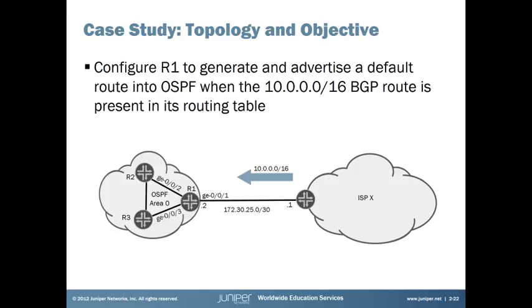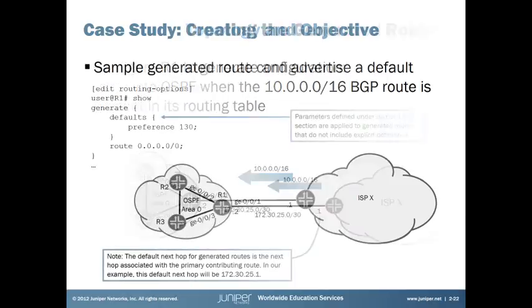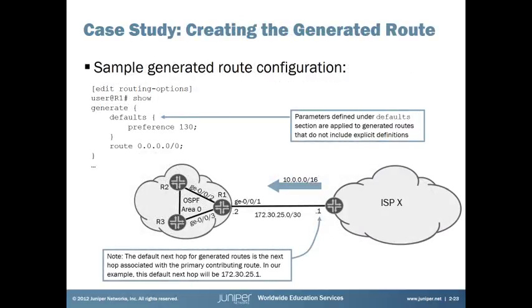So there's R1. All right, sample generated route. Under show routing options, generate, default, we've got a preference of 130, we've got a route, which is a default route sitting under my generated routes there. And the parameters defined under defaults are applied to generated routes. So we've got a preference in there.